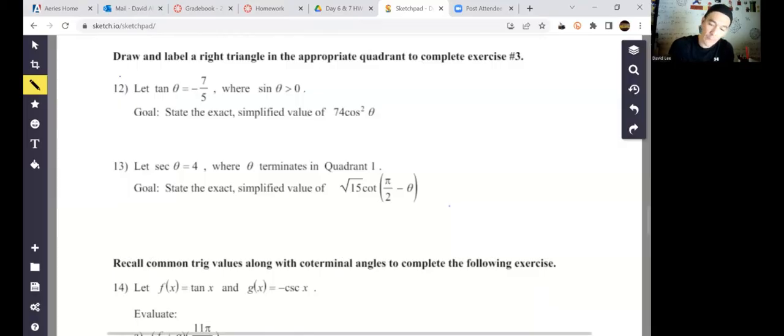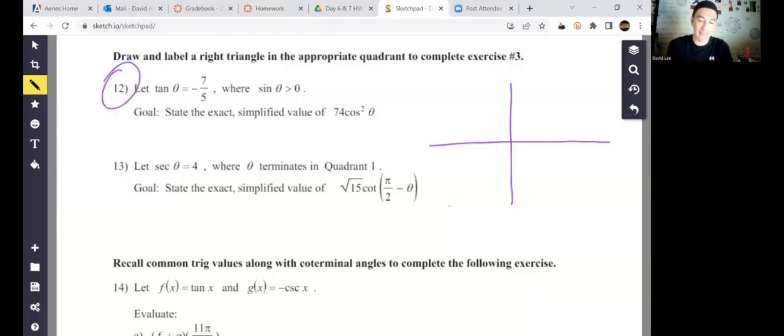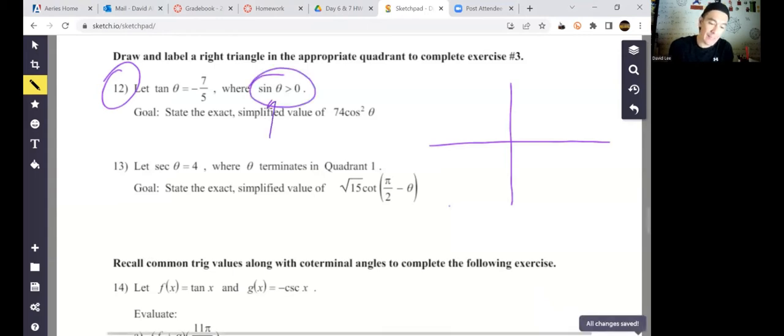So for number 12, we go to the XY axis. Now they do tell us that sine is positive. Remember that sine is the Y coordinate. So I need the Y coordinate to be greater than 0, meaning positive. So it's either here or here, because in these two quadrants, the Y coordinate, otherwise known as sine, is positive. So now the question is, am I in 1 or am I in 2?